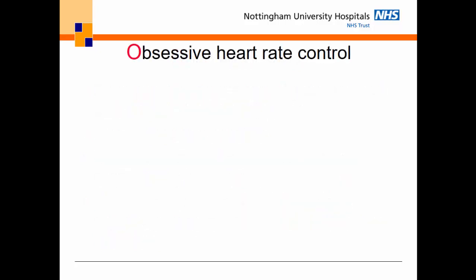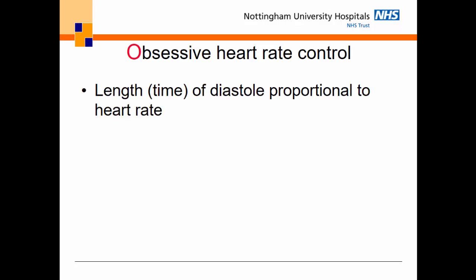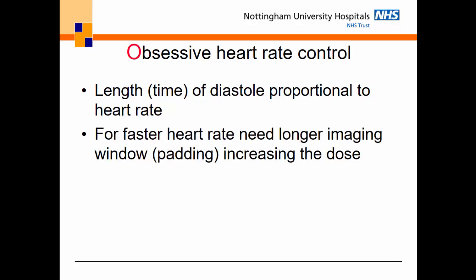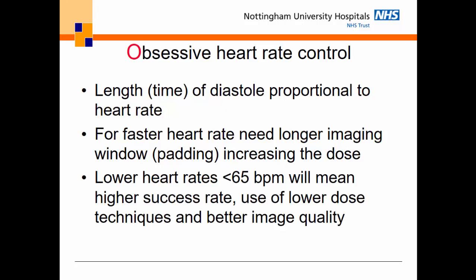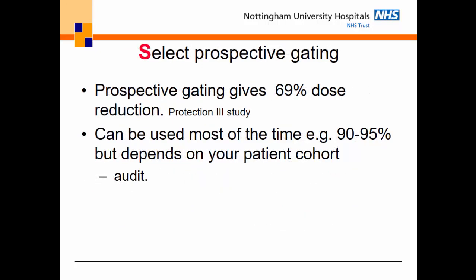Okay, obsessive heart rate control. All the centres that do this well are obsessive about their heart rate control, aren't they? You really have to get this right. The length of time that the heart's at rest is proportional to the heart rate, and not only does a low heart rate improve image quality, it also reduces the dose dramatically. And I'll show you some quite dramatic data that shows that. For faster heart rates, you might need to use more padding. If you imagine runners jumping over hurdles, the faster they run, the bigger the time window you might need to make sure you time the jump correctly. So make sure you lower your heart rates.